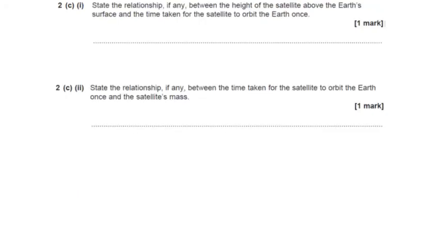In question 2c part 1, we're asked to state any relationship, if any, between the height of the satellite and the time taken for it to orbit the Earth. So increasing the height increases the time. We're then asked if there's any relationship between the time and the satellite's mass. It should be clear from the table that there is no relationship between these two things. So there is no correlation or no relationship.